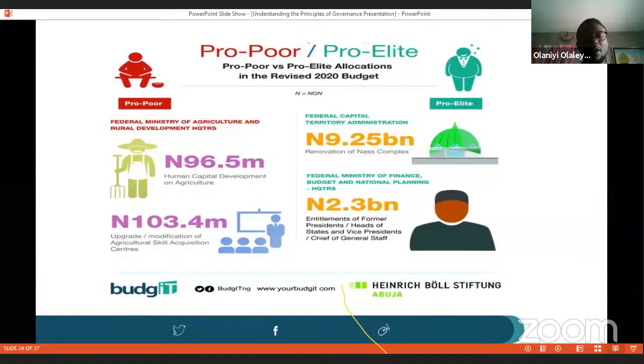For the upgrade of agricultural skill acquisition in Nigeria, only 103 million was allocated. Then if you look at the right, renovation of the National Assemblies, 9 billion was allocated to it. So what is the priority of the government? Entitlement of former president, 2 billion was allocated for it. So see the priorities of government, see agriculture, see money that will be paid to construct the National Assembly, 9 billion, then agriculture is having 96 million.